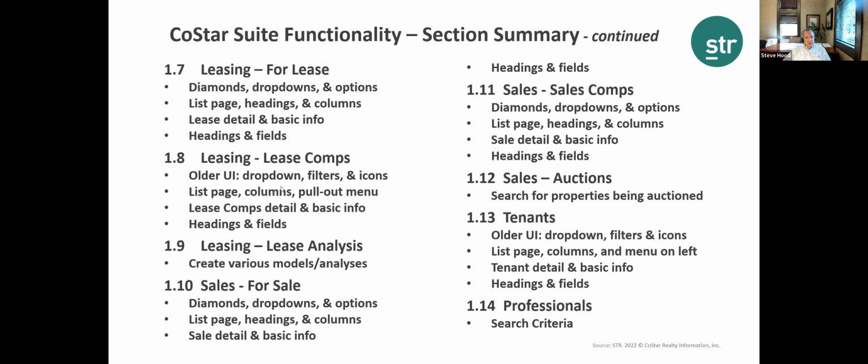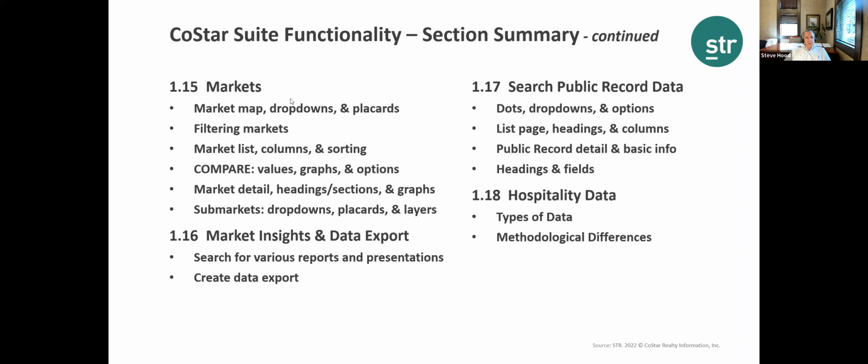Leasing comparables, a little bit about a lease analysis. And again, a lot of information. You need to play with some of these. We covered the for sale option and how to find hotels currently for sale or sales comparables. We took a look at the auction section. That was sort of cool. Talked about tenants and how to find various tenants and how to filter. That was pretty cool. The professional directory was 1.14.